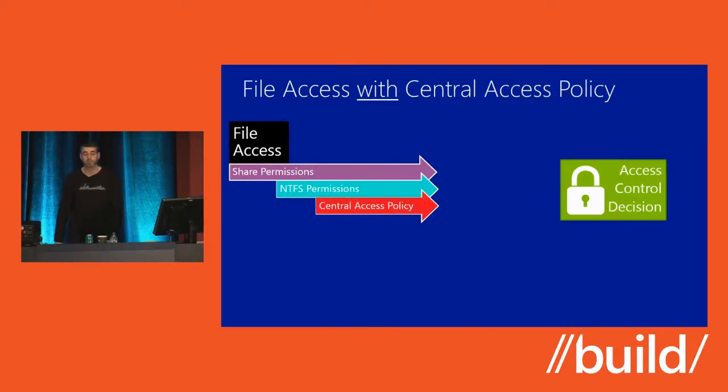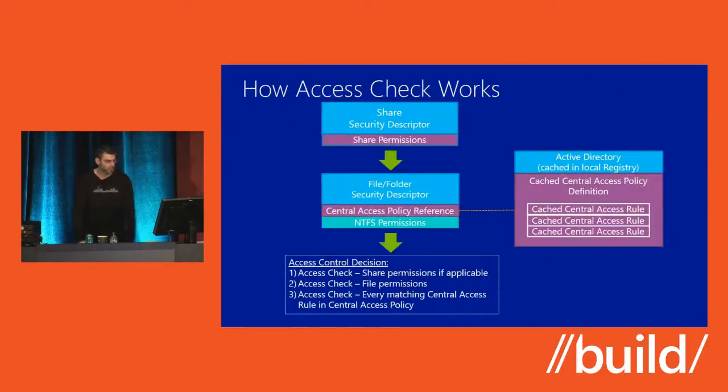With central access policies, there's just one more gate. Right? One person suggested we call this feature the gauntlet, because there's just one more gate of things that you've got to get through. It's a central access policy now. Okay, so we'll see that in play right here. This is the temporal order. We come in, and the share permissions are checked.